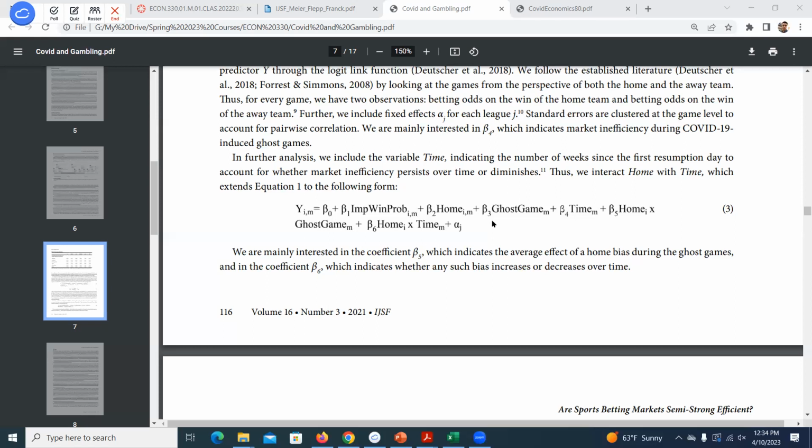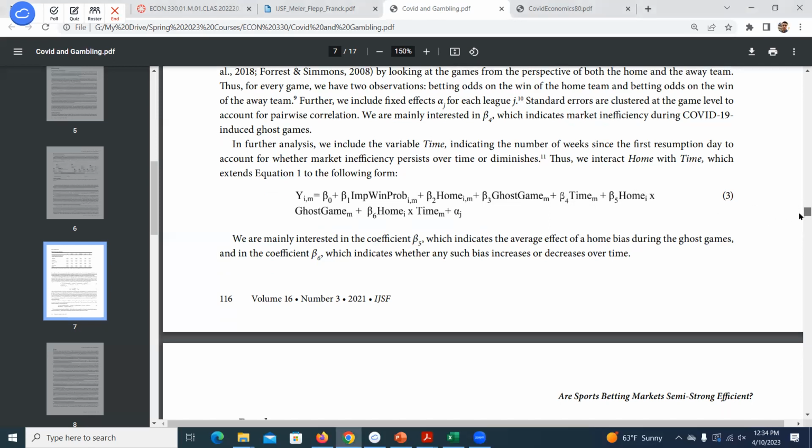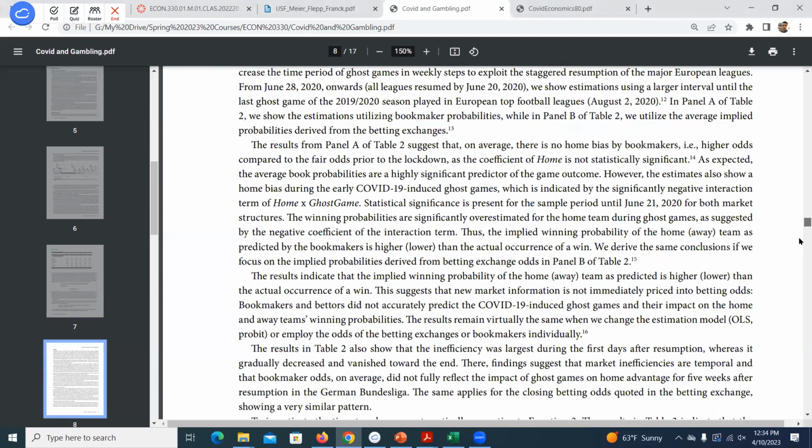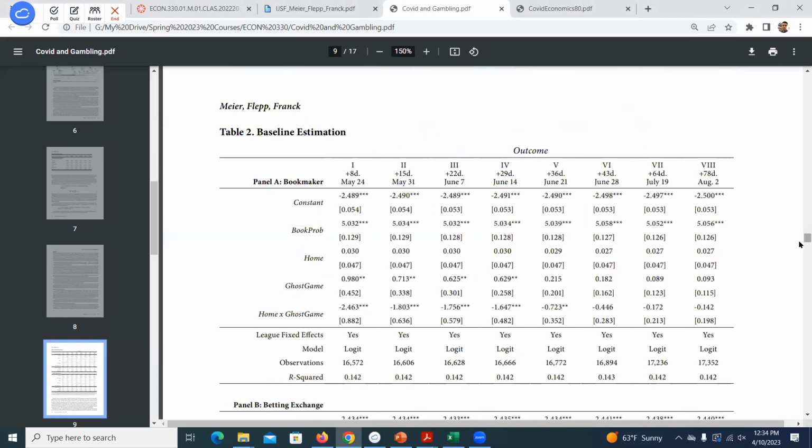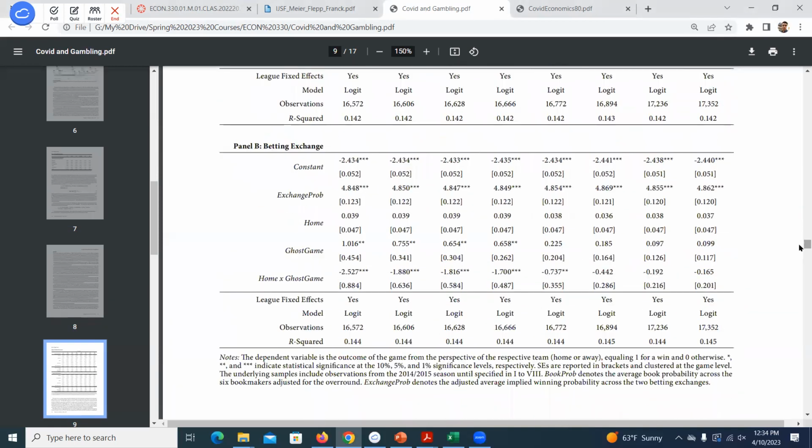Because we don't have as many people in the stadium. And then also maybe during these ghost games, we saw a different effect. So let's scroll down here. They use some bookmakers, but also a betting exchange. Let's look at the betting exchange. I just believe the data a little bit more.